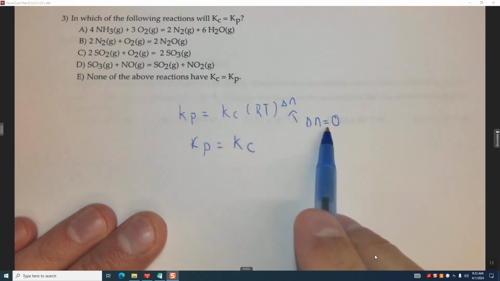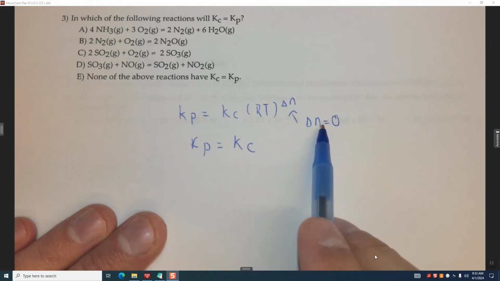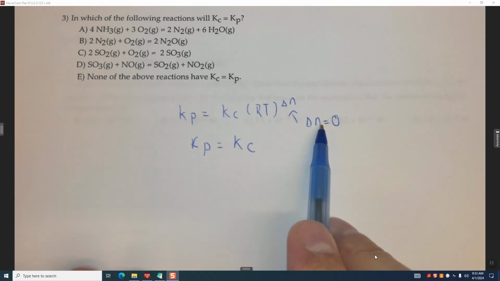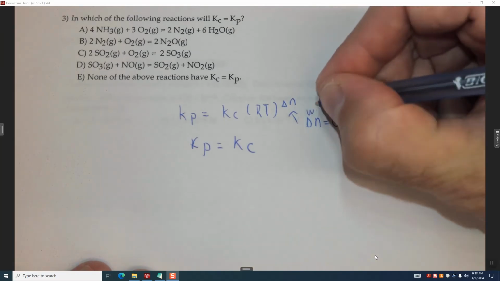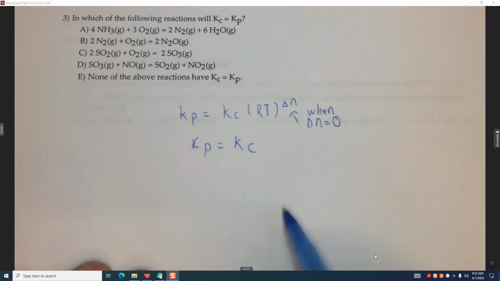Remember that delta N is the moles of gas. If you have things in here that are not gases, then that's not going to work. So let's take this example. All right, I'm just going to put when delta N equals 0, Kp equals Kc.